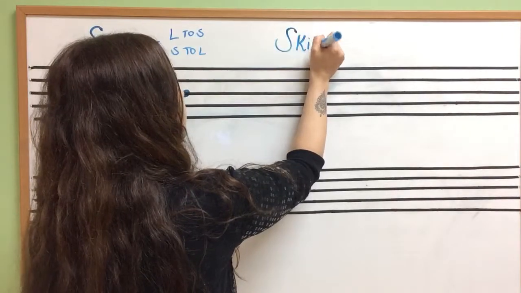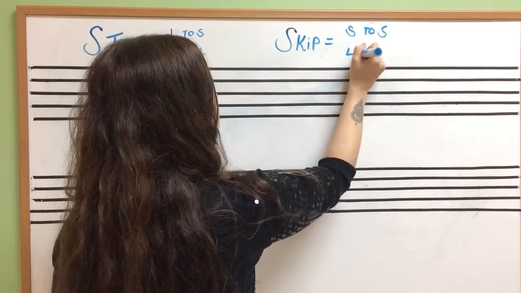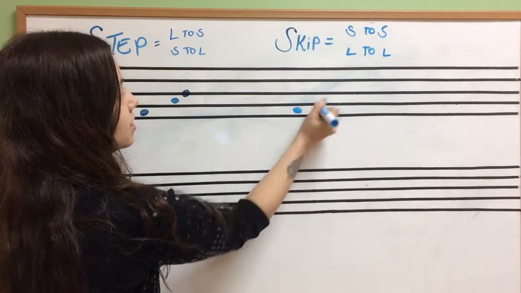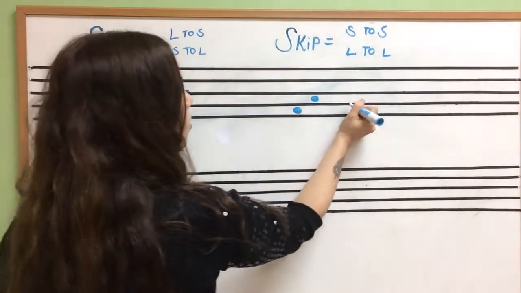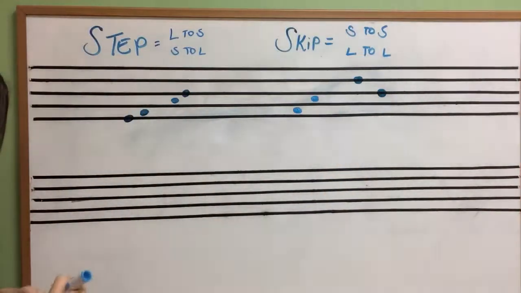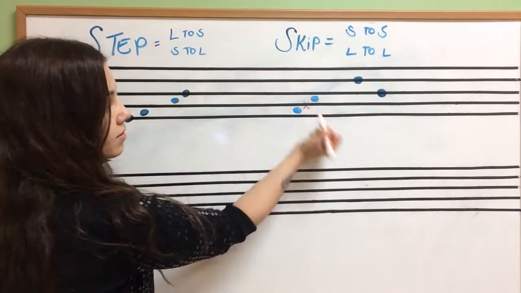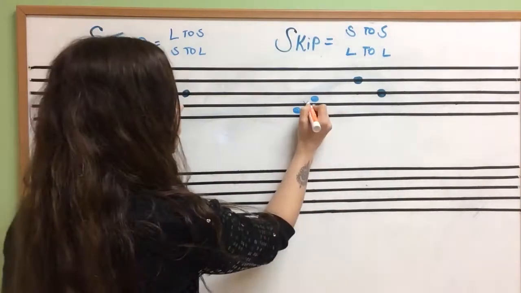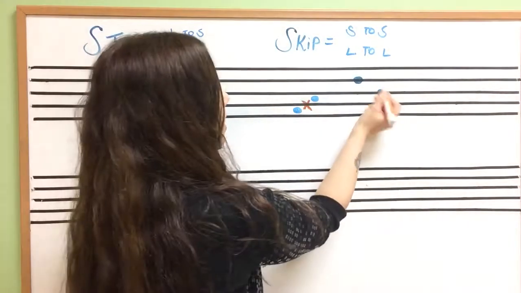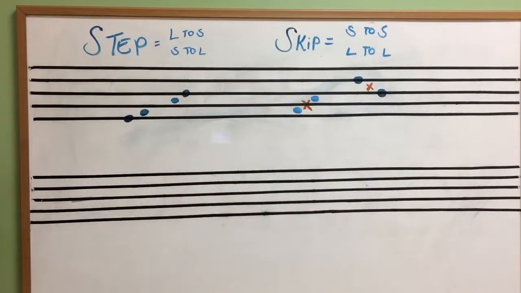Skip. You can have a space to a space or a line to a line like this. So here's a space to a space or a line to a line. Okay, and this is a skip because right here in between is another note. You see that X on the, okay, there's another note right there in between. And then here, this is a skip because there is a note in between. So you need at least one note in between for that skip.